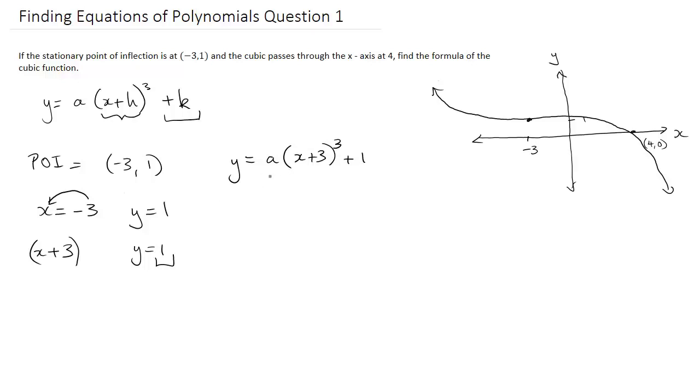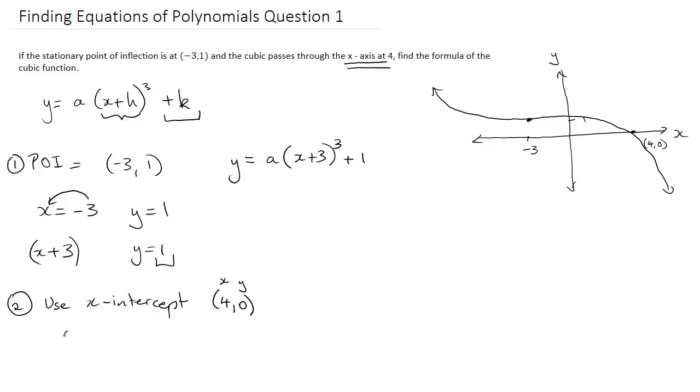We still need to identify what a is. So the first part would be using the point of inflection to substitute everything in. The second part of this process would be to use this information here: we know that the cubic passes through the x-axis at 4. So we use, in this case, the x-intercept (4, 0). What we can do now is find the value of a by substituting in this information.